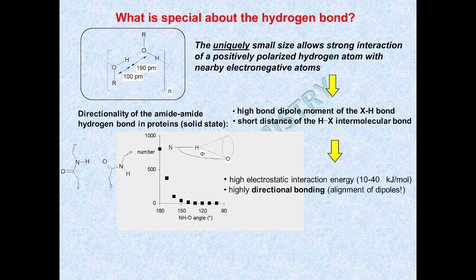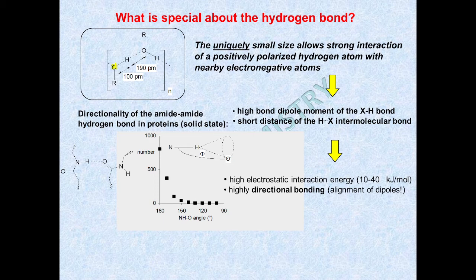And now, what is special about the hydrogen bonding? Why is it capable of including new characteristics in the supramolecular structure? If we look at the uniquely small size of the hydrogen atom, it allows the strong interaction of a positively polarized hydrogen atom with a nearby electronegative atom, and also the high bond dipole moment of the XH bond. Because X is the electronegative atom, like oxygen here, and oxygen is so very electronegative compared to hydrogen, the dipole moment of the XH bond is very high.